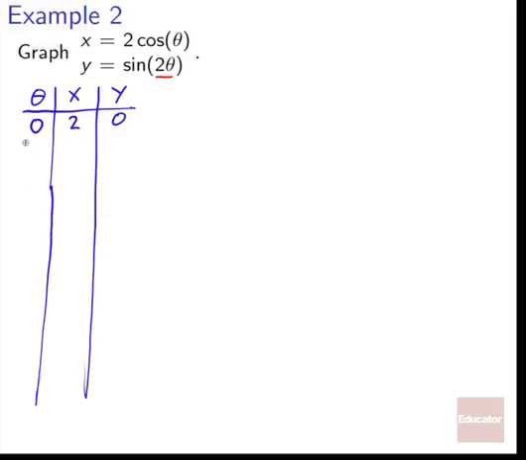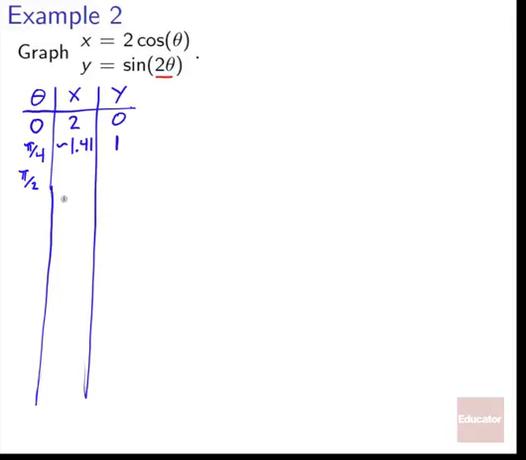Next up, we want to do pi over 4, because we just talked about how the most interesting things are going to be on the pi over 4 interval. So pi over 4 into 2 cosine theta. Well, 2 cosine of pi over 4, we use a calculator to get what that is approximately. That comes out to be around 1.41. We plug pi over 4 into sine of 2 theta. Well, that's going to come out to be sine of pi over 2. Sine of pi over 2 is 1. Continue on with this process.